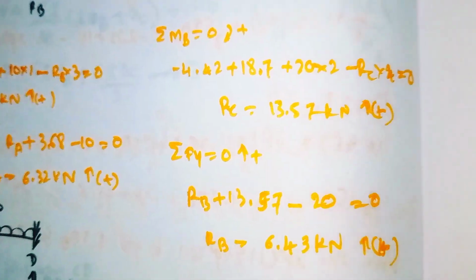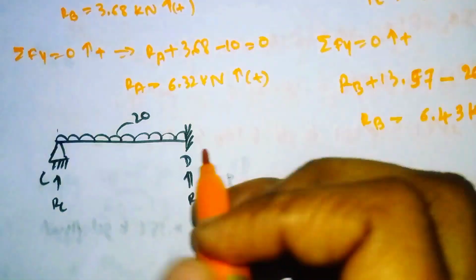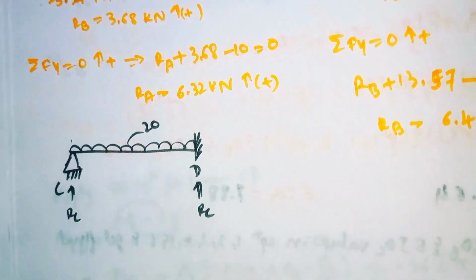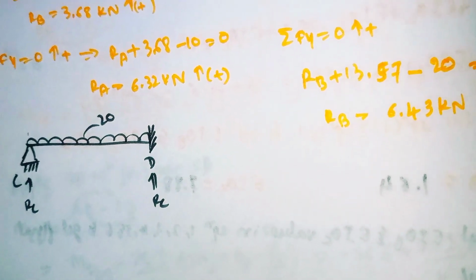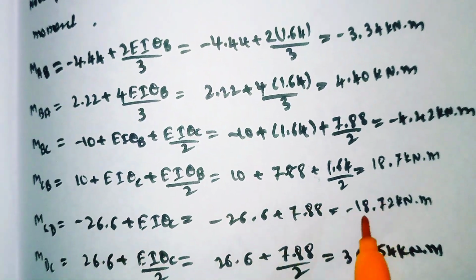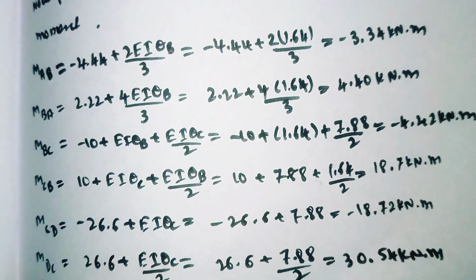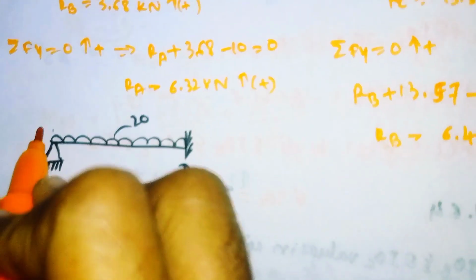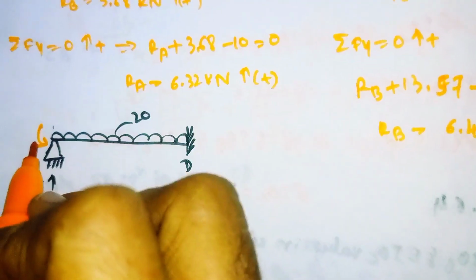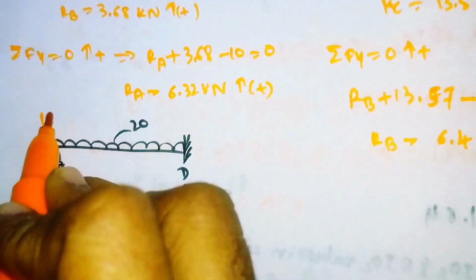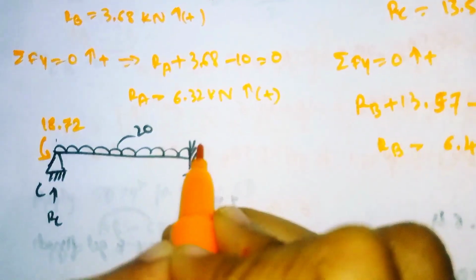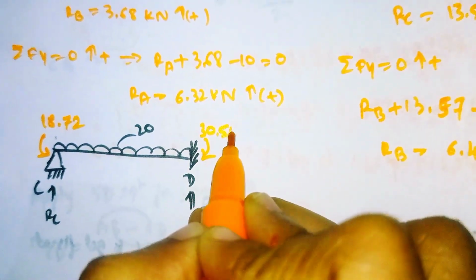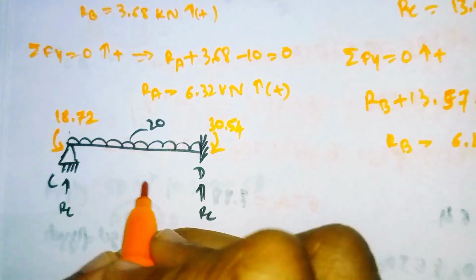Similarly, we'll go for the span CD. The MCD value is minus 18.72 and the MDC value is 30.54. The MCD value is negative, so it is rotating anti-clockwise, 18.72, and the other is clockwise, 30.54. So now simplify this.